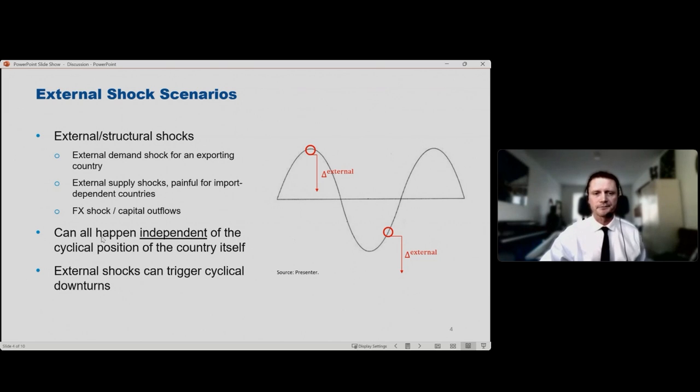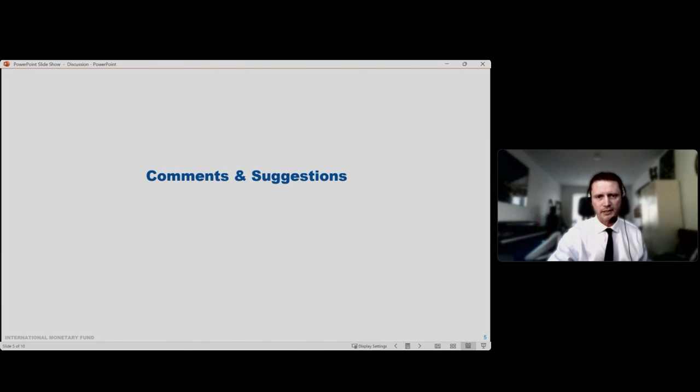And the main point I want to make is that in such a case, these external shocks can happen, they do happen, independently of the cyclical position of a country, right? So these shocks in a way don't care about the cyclical position of a country. But of course, these external shocks can also be triggering cyclical downturns. And that's also a point I may come back to later on. So with this background in the back of our minds, I would come to my comments and suggestions to the paper.